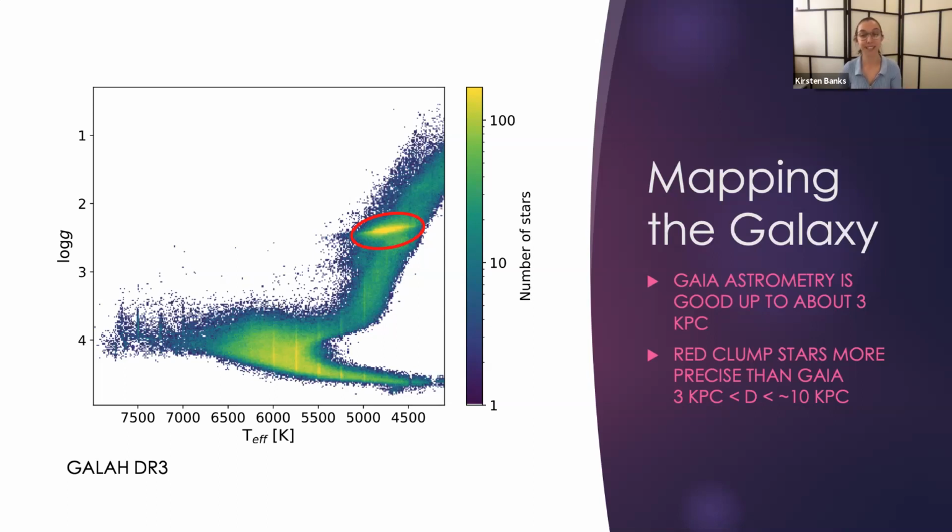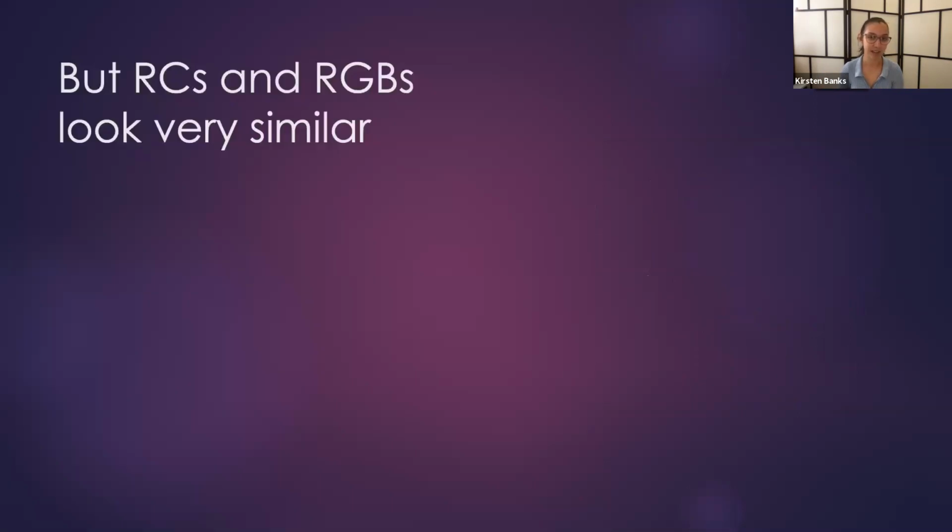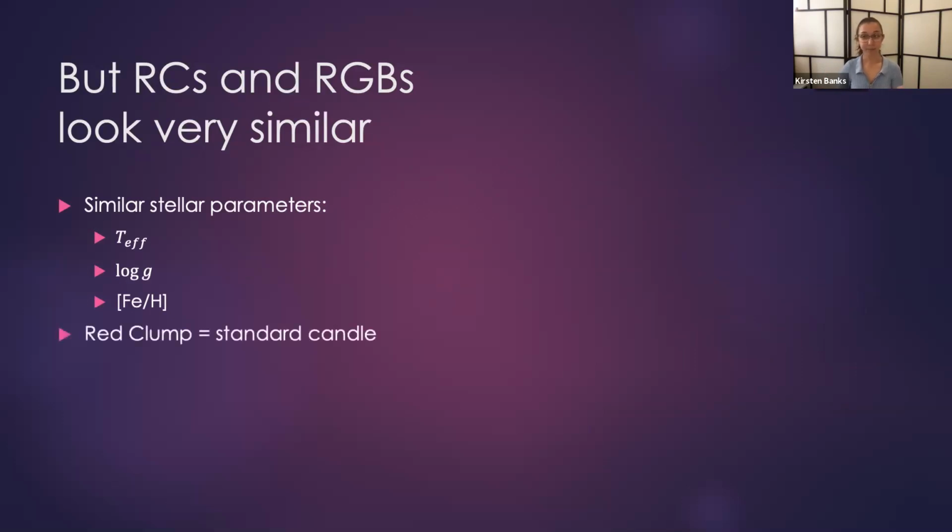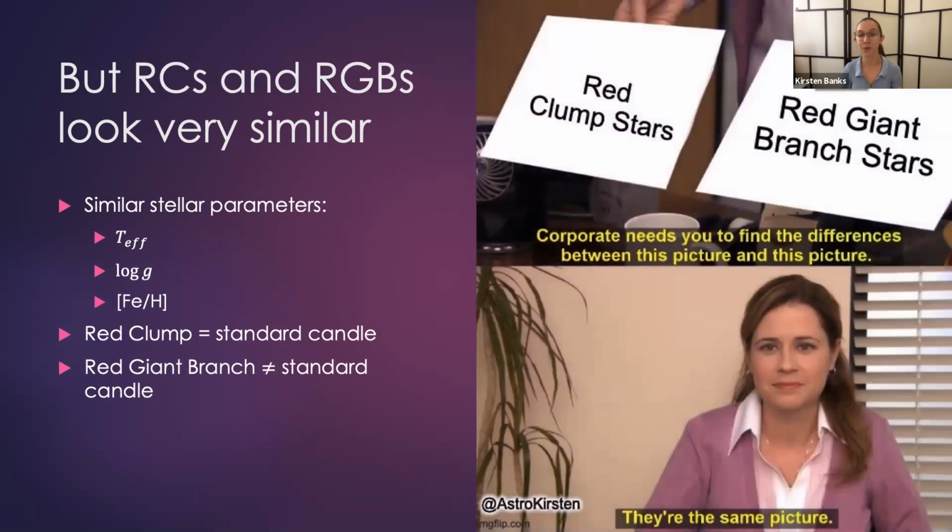We have some international super spies in the way: red giant branch stars that are very similar to red clump stars. Now, these stars have very similar stellar parameters in the way of temperature, log g, and iron abundance. And as mentioned, the red clump stars are very effective standard candles. However, these red giant branch stars are imposters and are not. So we need to find a way to effectively and accurately distinguish between these two types of stars.